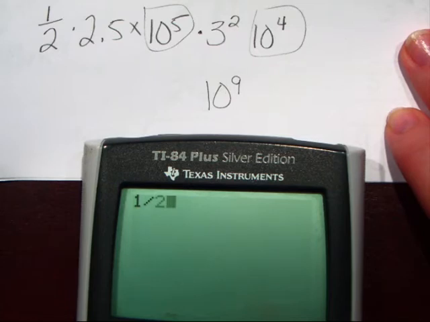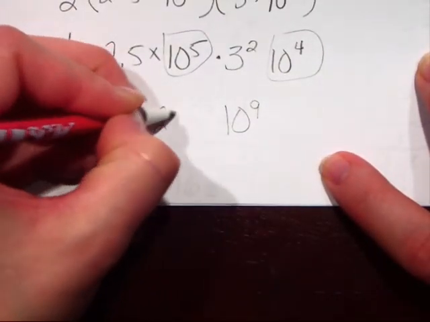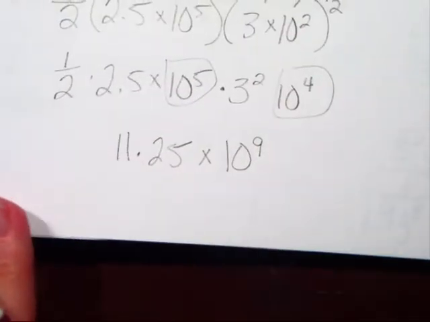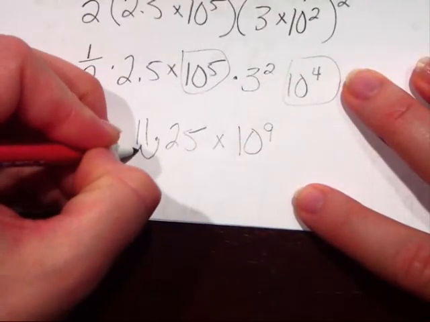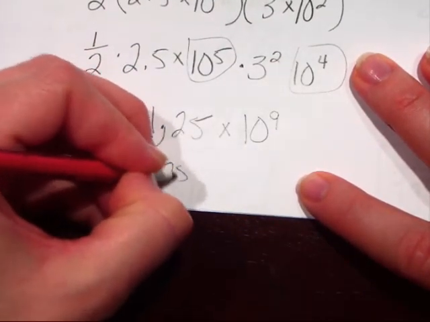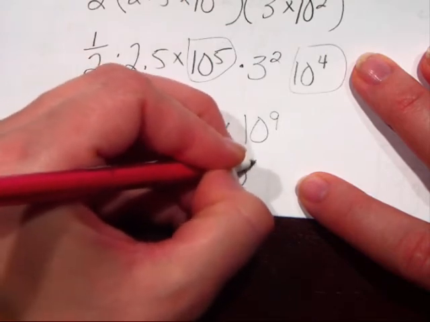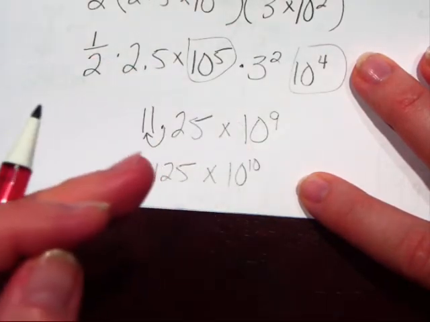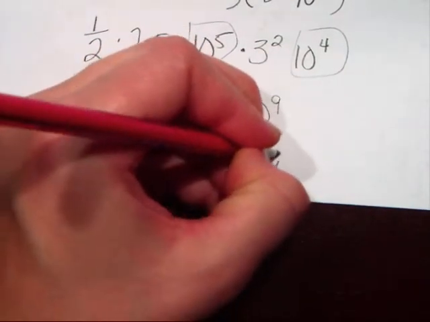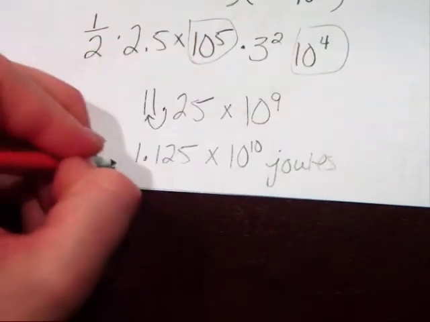What's 1/2 times 2.5 times 3 squared? 11.25. And bummer, this one is not written in proper scientific notation, so we get the joy of fixing it. You always have to have the decimal after the first non-zero number. So this is 1.125 times 10 to the 10th. Anytime it's a positive exponent and you move to the left, you need to give it an extra exponent. And energy is measured in joules.